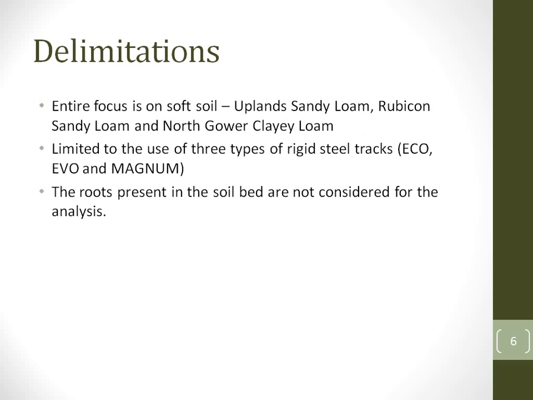These are some of the delimitations in the project. This is basically focused on soft soil, and these three types of soils were chosen because they were found to be in close proximity to the Nordic forest soil. And this is limited to the use of three types of steel tracks, the Eco, Evo, and the Magnum tracks, which are basically manufactured by Olofsfors in Sweden. And the roots that are present in the soil bed are not considered for analysis in this project.